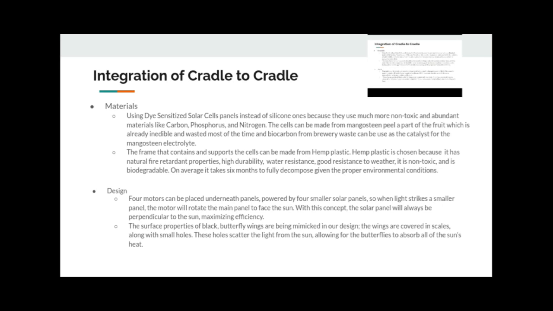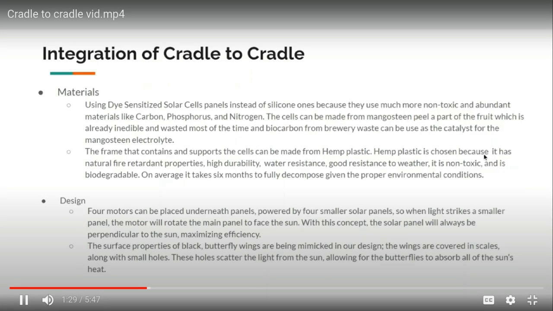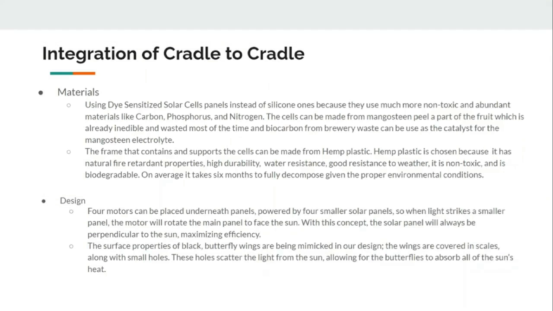We also needed a frame for our design. The frame is going to be made out of hemp plastic. The hemp plastic is non-toxic. It's a lot better for the environment. It's biodegradable, and also because of the heat that needs to be absorbed, it is fire retardant and has high durability. So that's what made it good for our design.